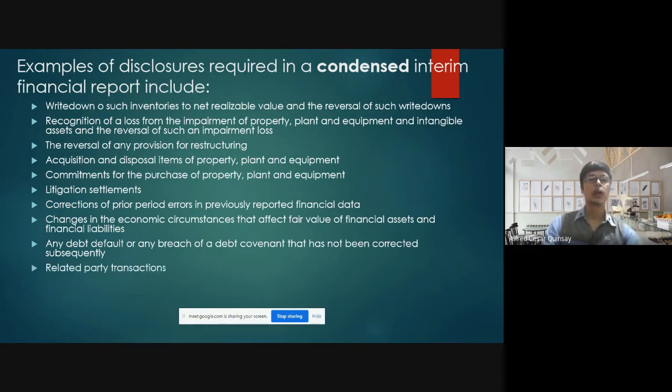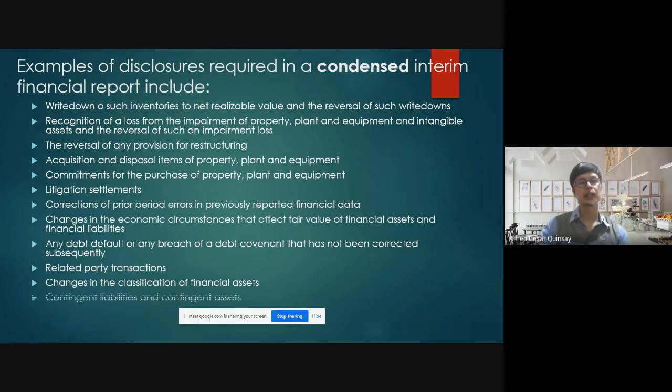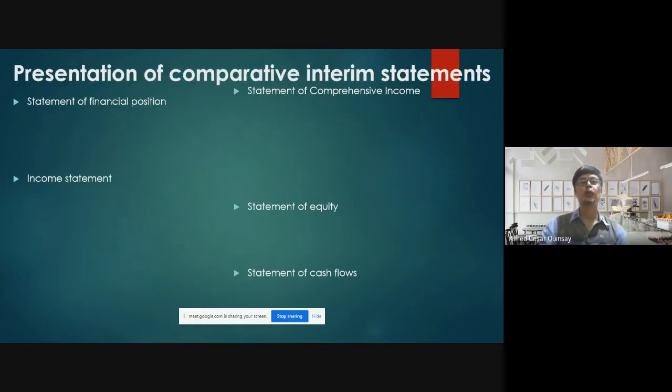No? And related party transactions, changes in the classification of financial assets, and contingent liabilities. That's the last one. Contingent liabilities and contingent assets. And so these are just examples of the disclosure that is needed in a condensed interim financial report.